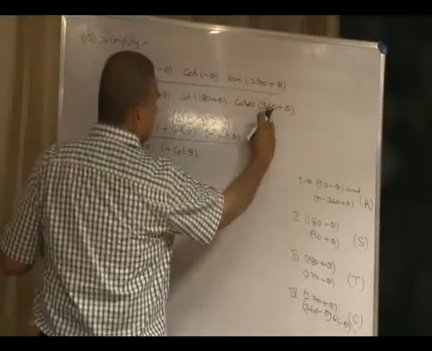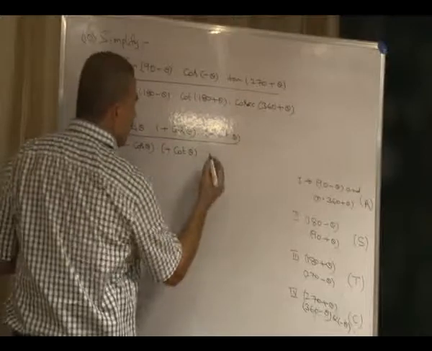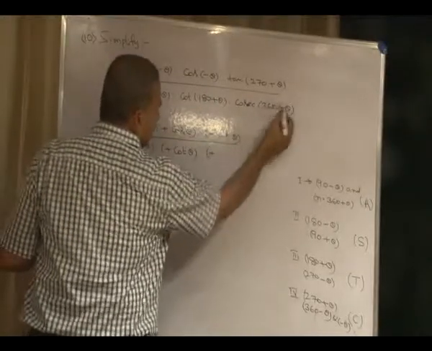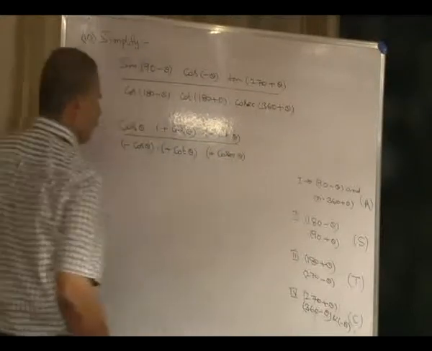An angle 360 plus theta comes under first quadrant. In the first quadrant all the trigonometric functions are positive. Cosecant is positive. In 360 plus theta same function, that is cosecant theta.